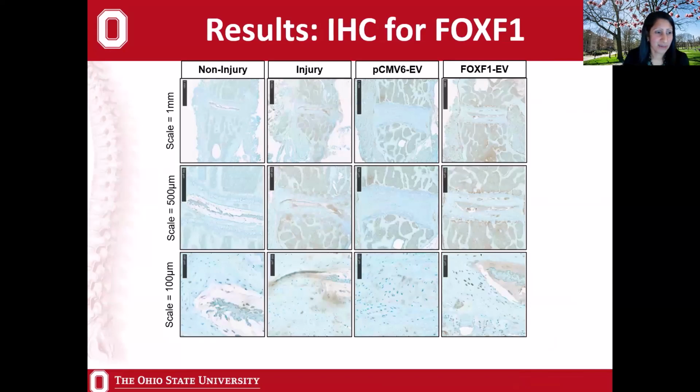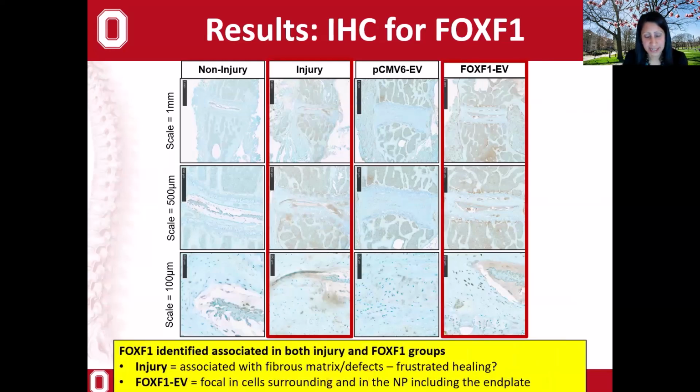Okay, and so we were also curious looking at FOXF1 expression, right? Where this is what's in our EVs. We were curious in terms of looking at it staining in the disc tissue. Interestingly, what we saw was an increase in FOXF1 expression in both our injury and FOXF1 groups. We weren't sure whether in injury it's associated more with a fibrous, sort of frustrated healing. And then it was very focal for us in the FOXF1 group in terms of the cells that were surrounding the NP, including the end plate.